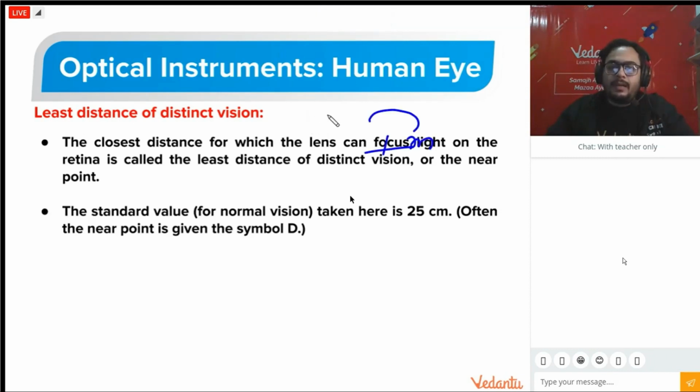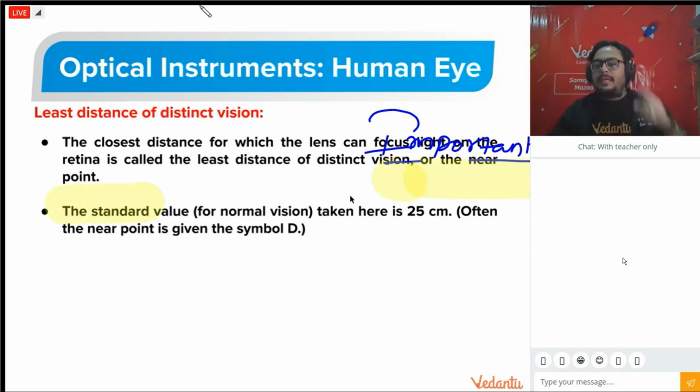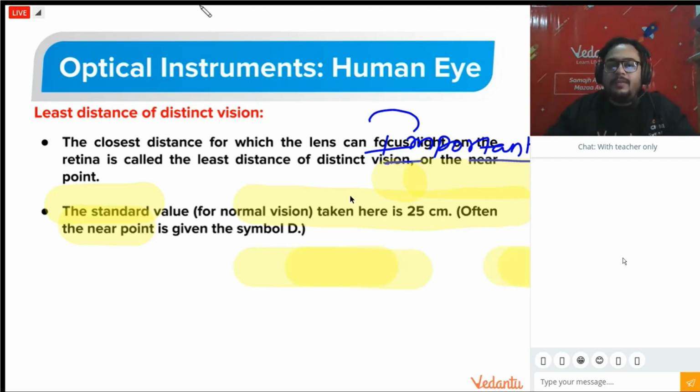Let us move on. This is important now. Now we are coming to physics. The only important part. The closest distance for which the lens can focus light on the retina. Image can only be formed when light is focused on the retina, because then electrical signals will be properly initiated and reach the brain, and your brain will process the right image. The closest distance for which the lens can focus light on the retina is called the least distance of distinct vision, or the near point. For a normal human eye, it is 25 centimeter, represented by symbol D.